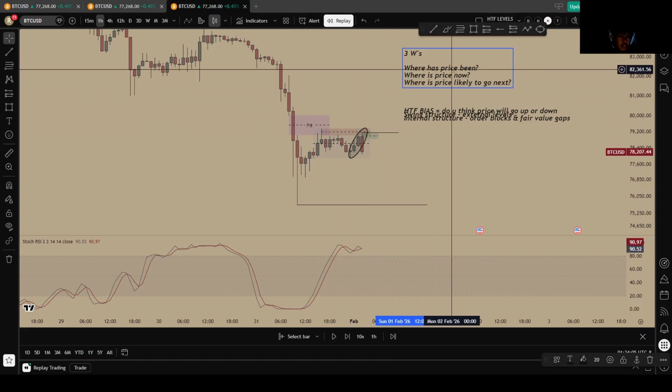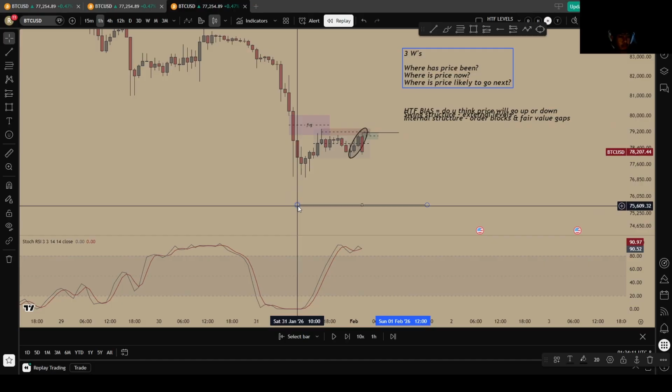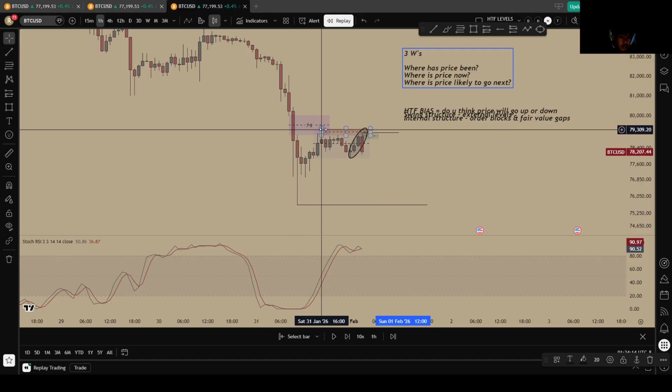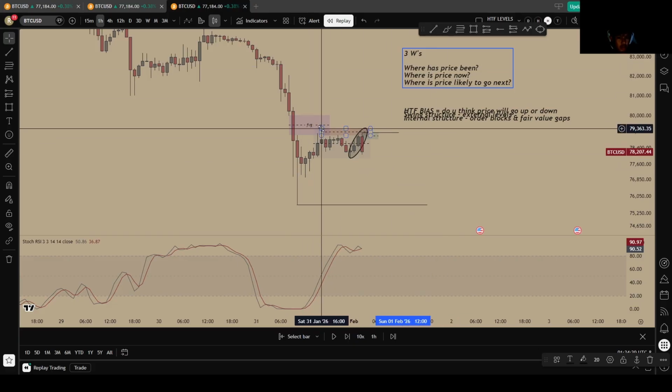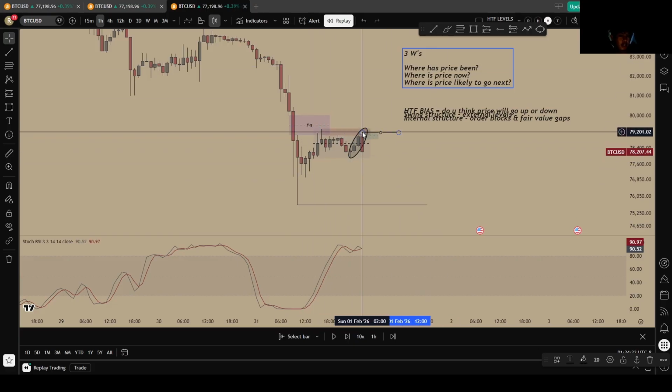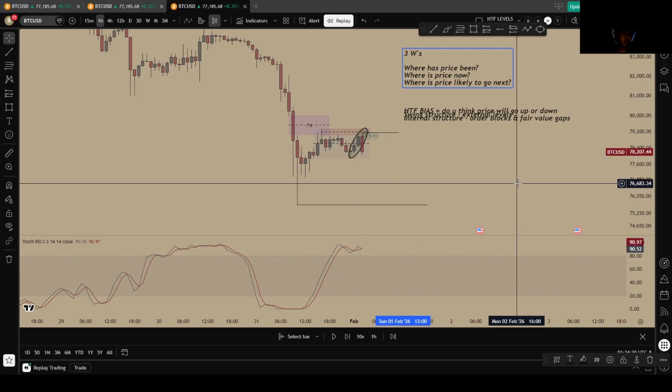Where was price earlier? Price went to 75. After price went to 75, it immediately shot up to a bearish fair value gap around 79,000, right? So where has price been? It got rejected off a bearish fair value gap, went down, and now price is back at that fair value gap, but it's also overbought. So that's already, in my opinion, a lot of information.